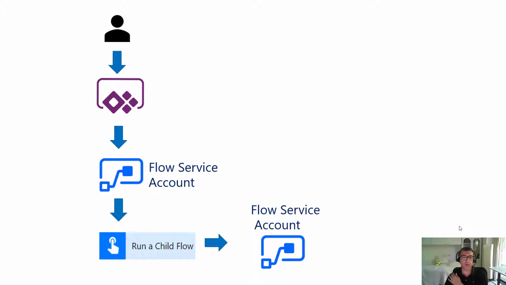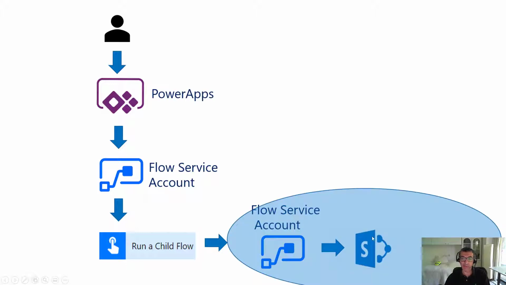We have the run a child flow action. Actually, you break the permission inheritance if you want. So the user permission does not flow to the called flow. So the second flow, which is here, which is installed with the flow service account or created with the flow service account, can access SharePoint with the flow service account. So it's not Alex that accesses SharePoint, right?